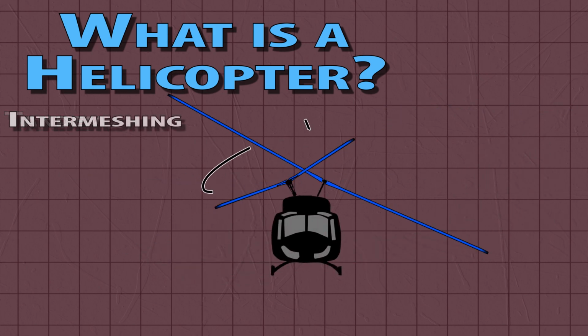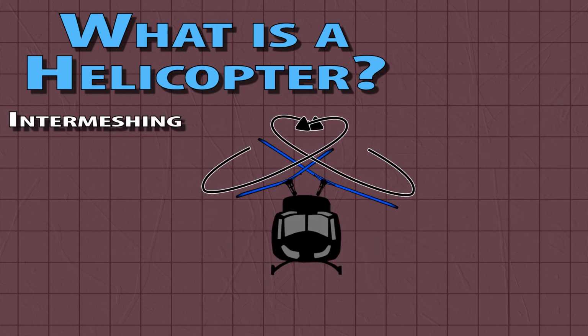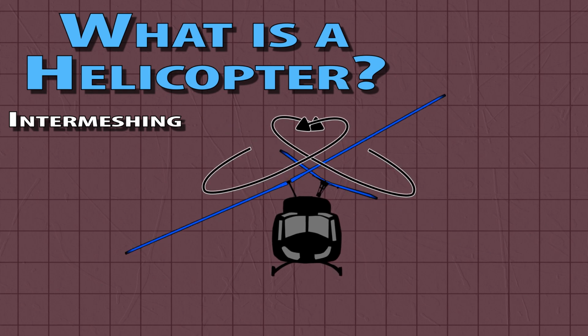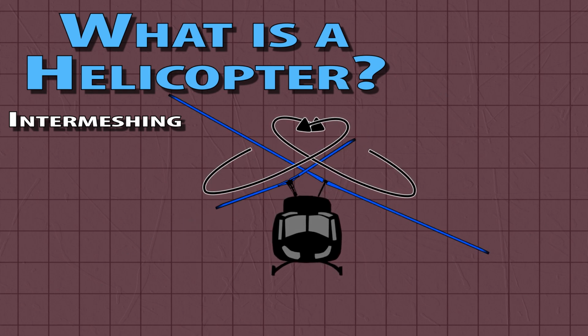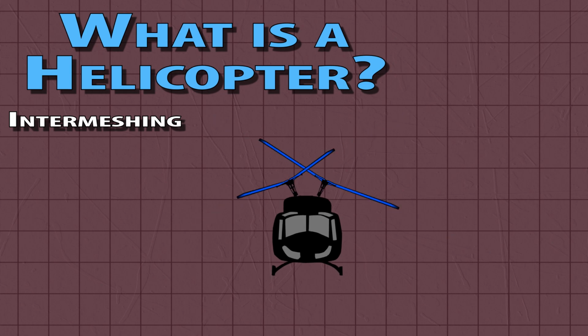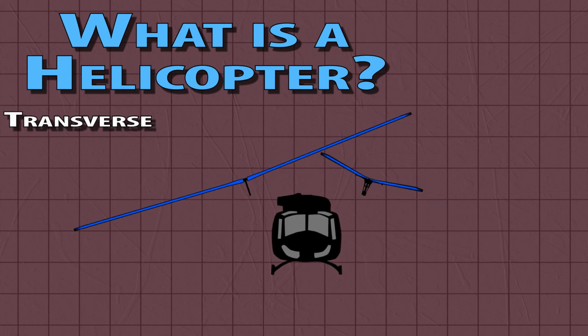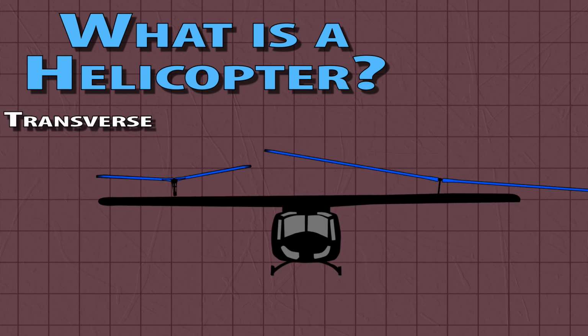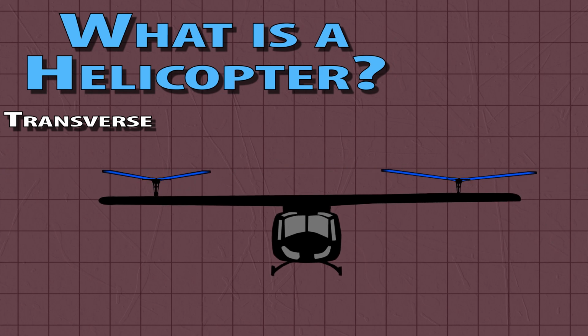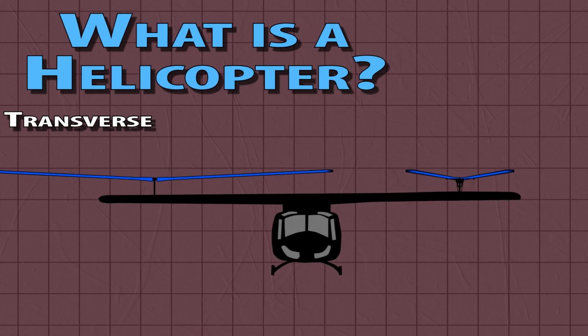Intermeshing. This fascinating design has 2 laterally offset and angled rotors, counter-rotating in such a way that the rotor path overlaps. Check out the K-Max to see how this looks. Transverse. Similar to tandem, except the offset is lateral, not longitudinal, like the V-22 Osprey or the Mi-12.